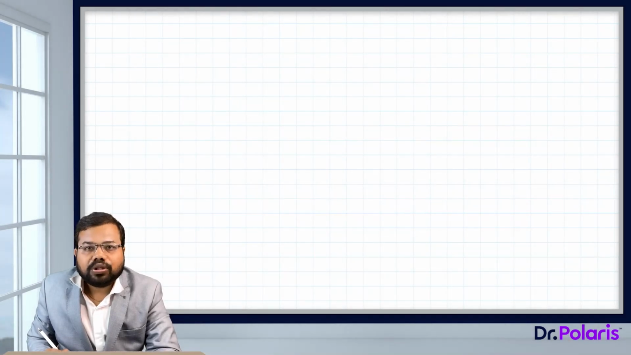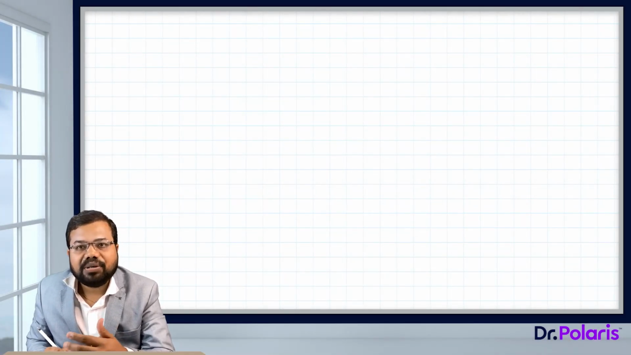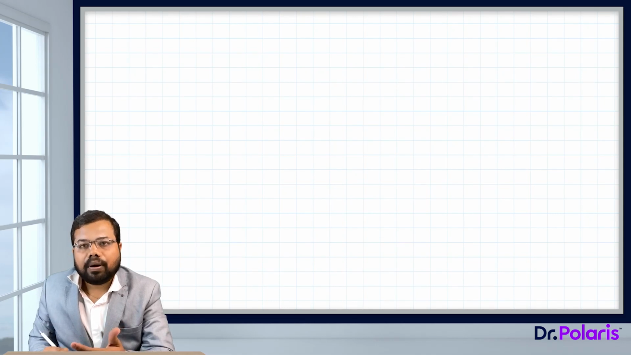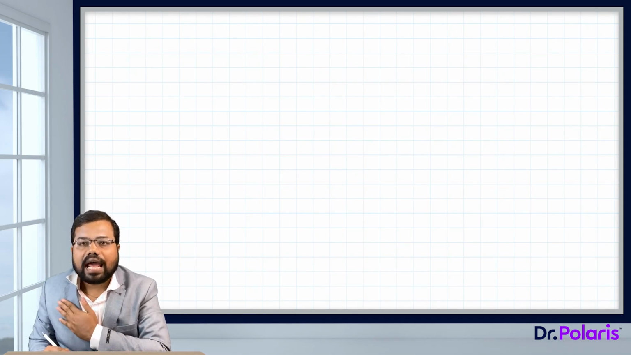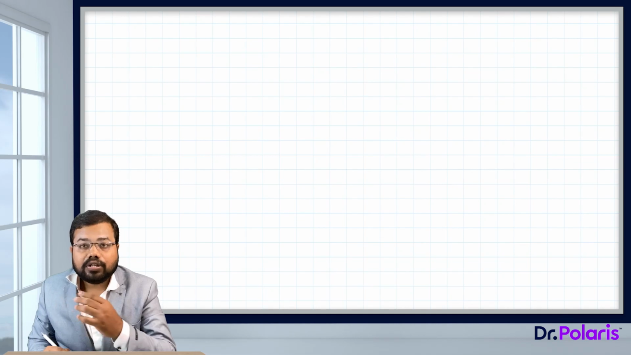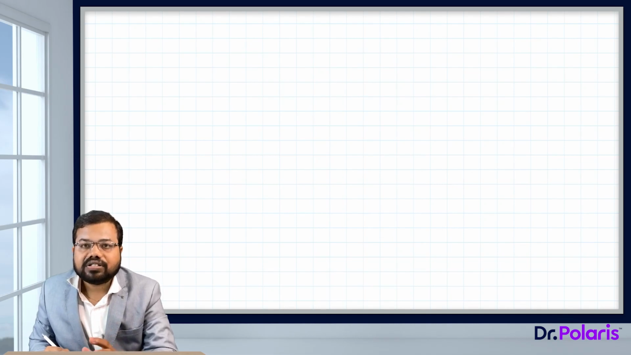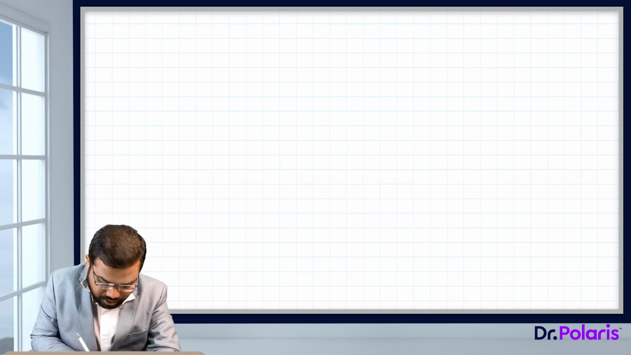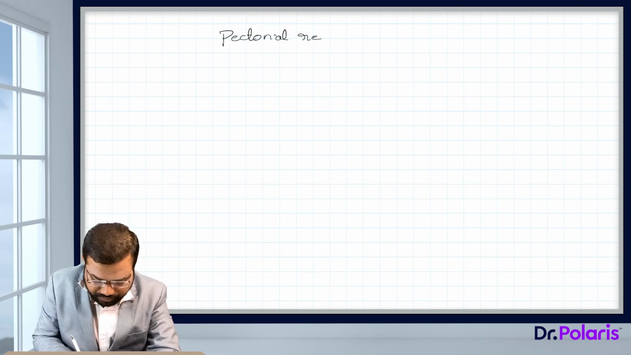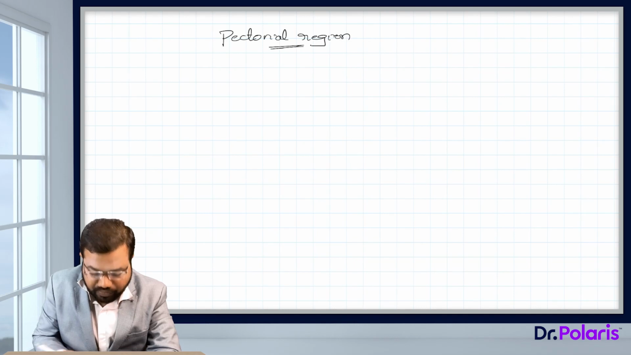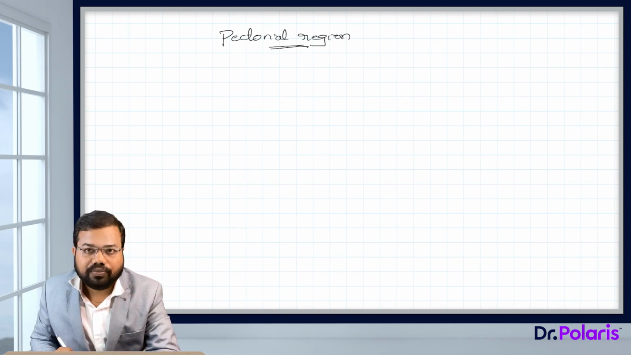Today I will be discussing the topic of the pectoral region. First, understand what exactly is meant by the pectoral region: it is the part of the chest wall which is present towards the anterior side, right? So whatever is the region on the anterior side, that is called a pectoral region. We will be discussing the pectoral region, which is the anterior part of the chest wall.